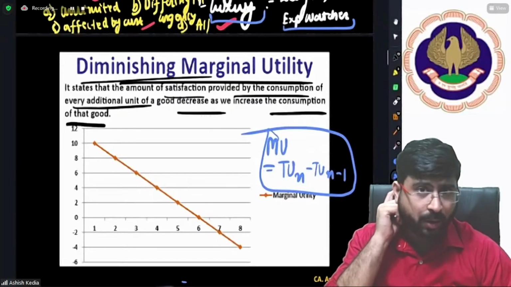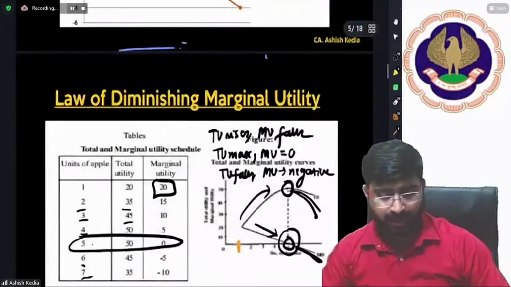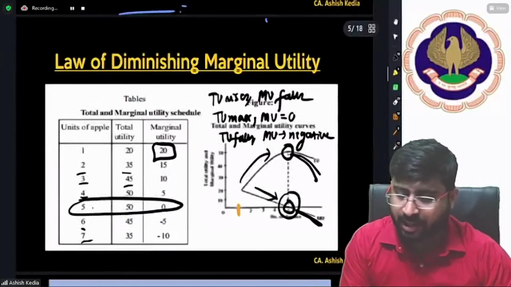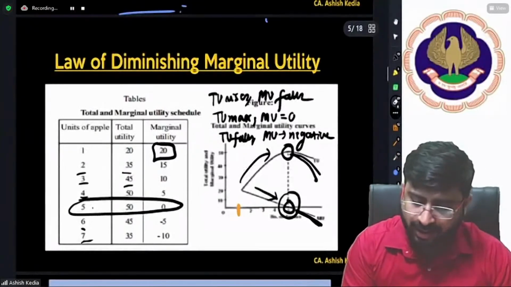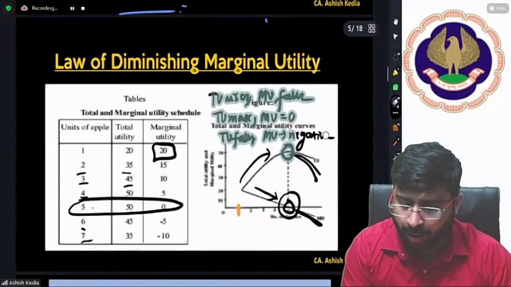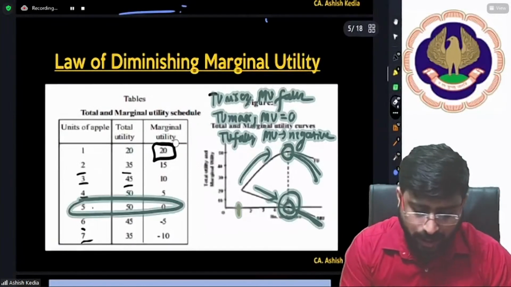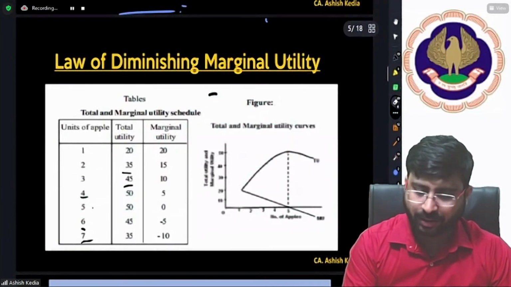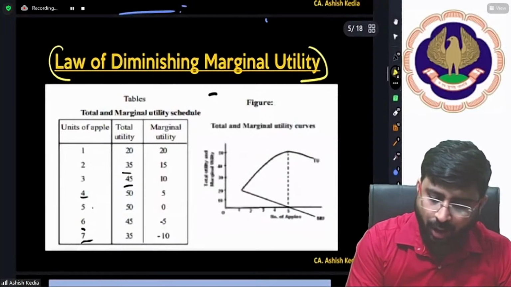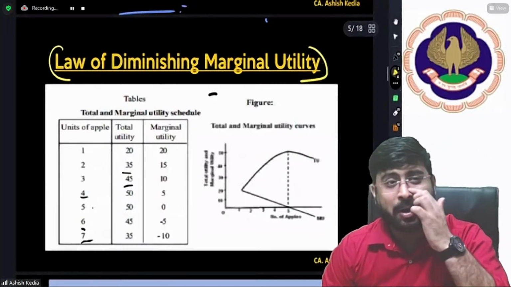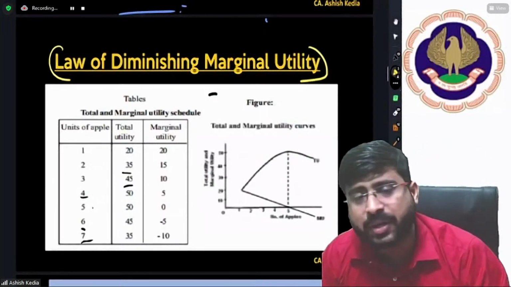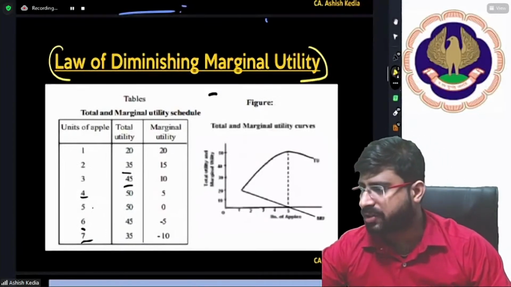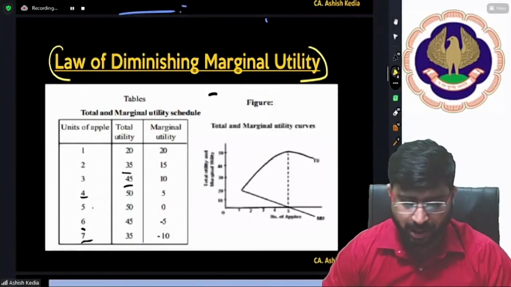Now, pay attention, everybody. Our dear Alfred Marshall gave us a very important law. I am explaining that law to you. Are you ready for that law? Yes, sir. That law is called the law of diminishing marginal utility. What is the law? Law of diminishing marginal utility.